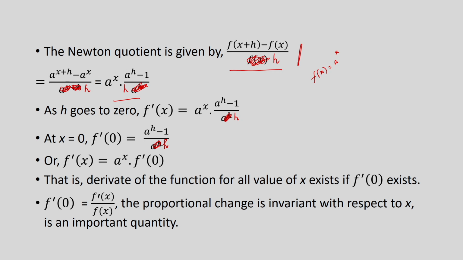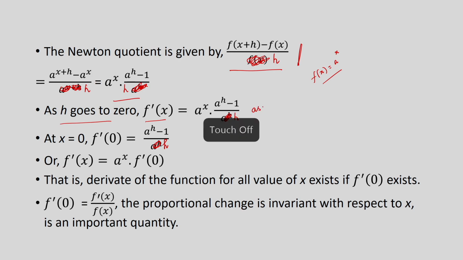Now, in this case, since f x is equal to a to the power x, it will be a to the power x plus h minus a to the power x divided by h, and then in the next step we take a to the power x common, and so then we have this term a to the power h minus 1 divided by h. Now, as h goes to 0, we know that we get the derivative, right, that is the definition of derivative. So, therefore, f dash of x is given by a to the power x multiplied by the limit of a to the power h minus 1 divided by h as h goes to 0.